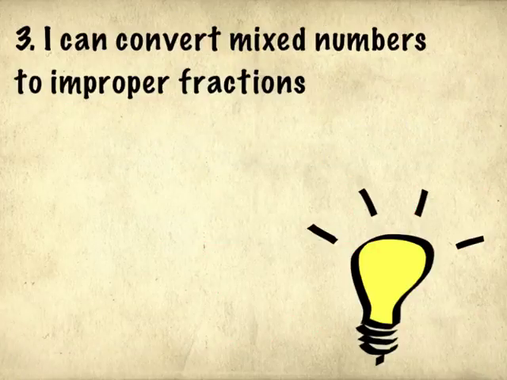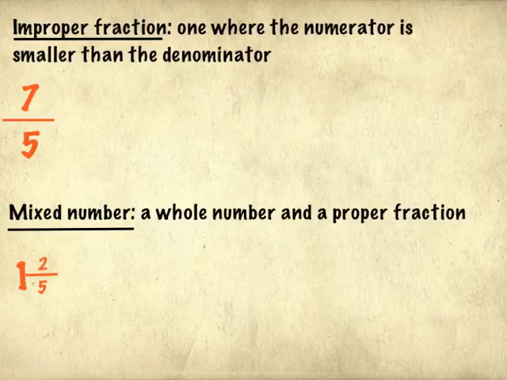And our last objective for today is to convert mixed numbers to improper fractions. So just a reminder here, an improper fraction is one where the numerator is larger than the denominator. So 7/5 would be an improper fraction. It means I have more than one whole. A mixed number is a whole number and a proper fraction. So 1 and 2/5. And these two fractions are actually equivalent.